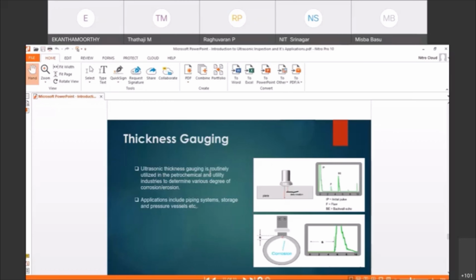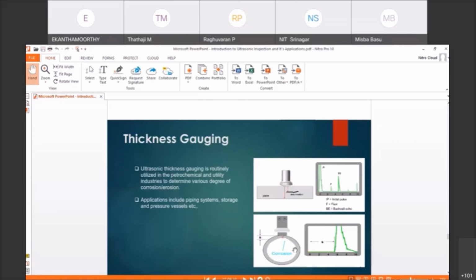Based on the thickness gauging, they measure how much time it will take for the thickness to reduce, for estimation of the life of that pipe. They will estimate it. It's like condition monitoring. Every year they do the survey. That's one of the applications. So applications include piping systems, storage tanks or pressure vessels. Basically, it's petrochemical applications or utility industries, with various degrees of corrosion.